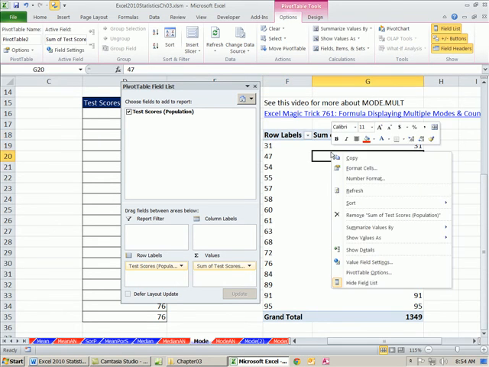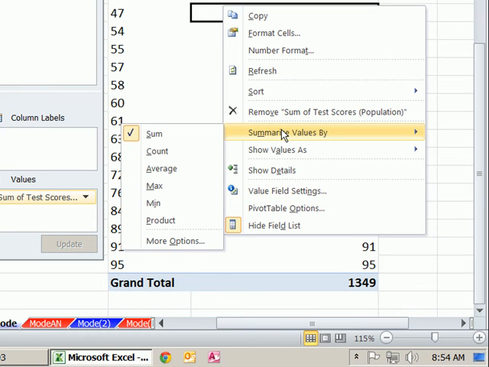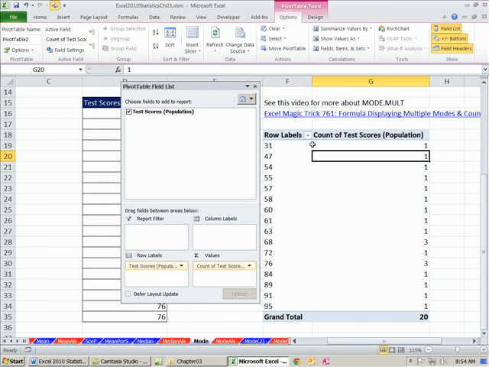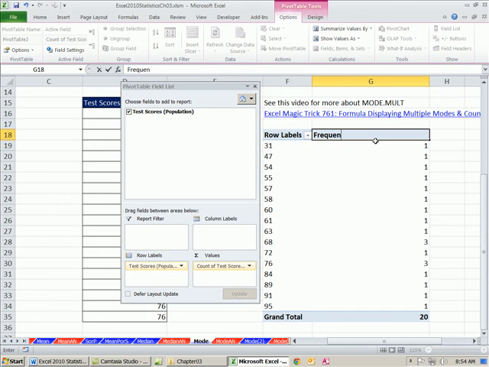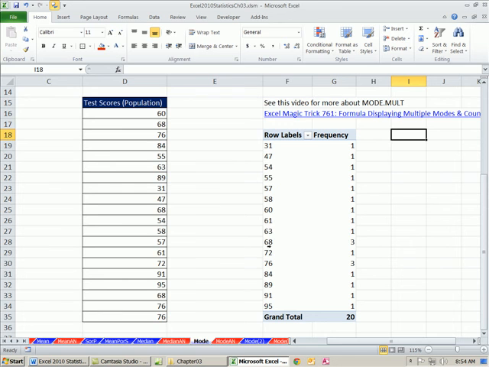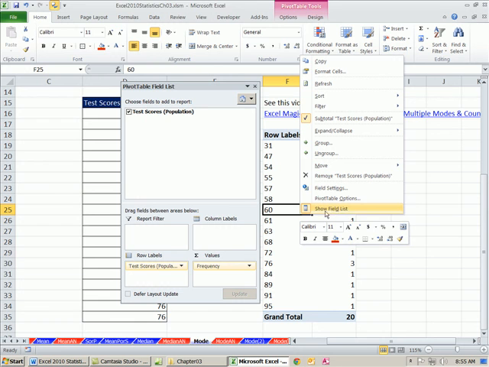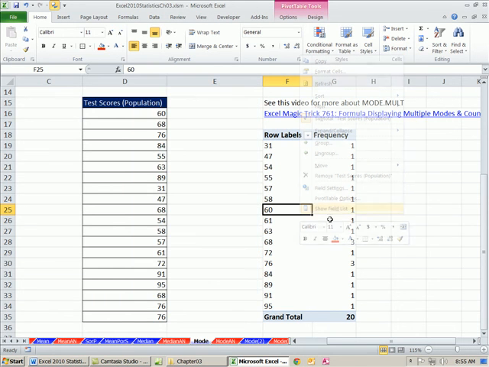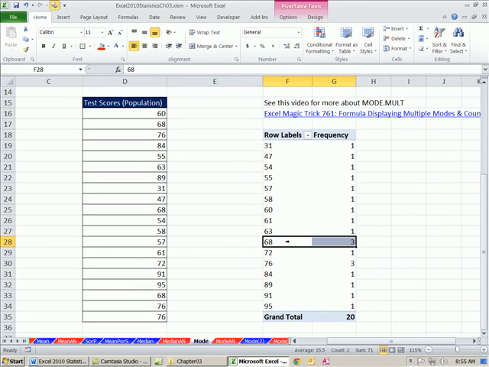No problem. We can right-click. We can always go down to value field settings. But in 2007 and 10, you have this great Summarize Values By and Show Values As. I'm simply going to say, hey, let's change it to the count. I'm going to click over here. I'm going to type frequency here. And very quickly, we can see, oh, this is what's called bimodal. I'm going to right-click, uncheck this, show field list. So we very quickly can see, once you get the hang of pivot tables, that's just a few clicks. You can very quickly see that we have more than one mode.